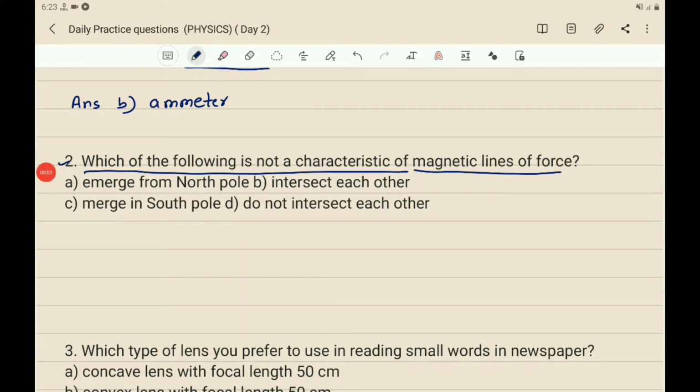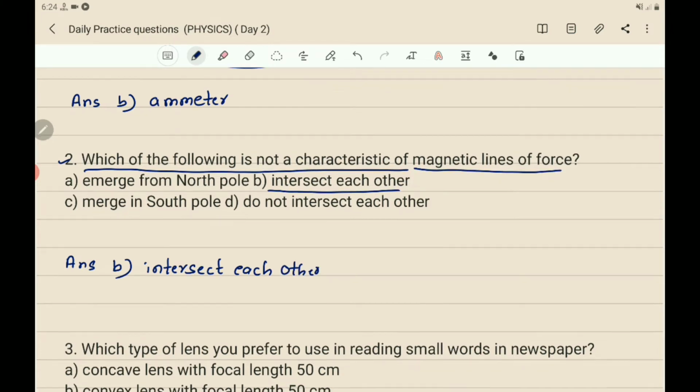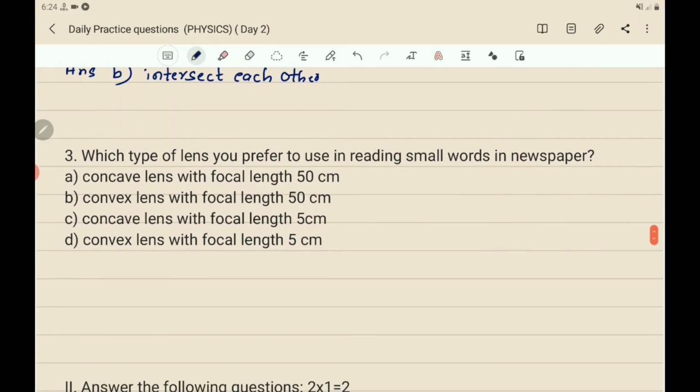So then what is the answer? Which of the following is not a characteristic of magnetic lines of force? That is intersect each other. So write the option B is the answer. Answer option B, intersect each other. It is not a characteristic of magnetic lines of force. Next one.